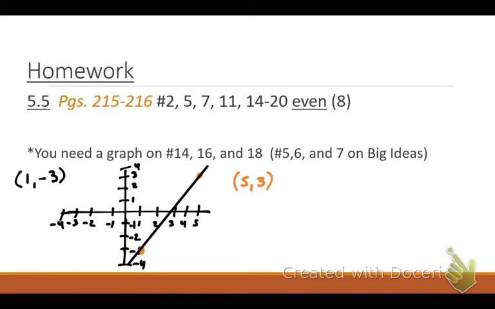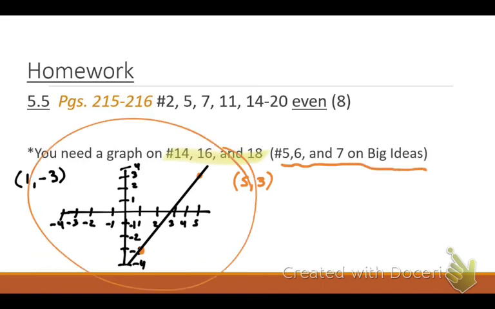Okay, so once again, I'm going to keep this kind of frozen up here on the screen, but tonight's homework on 14, 16, and 18 in the book, or 5, 6, and 7 on Big Ideas, you do need to draw a graph that looks like this. Okay, once again, at this time, you guys may go ahead and start your homework.